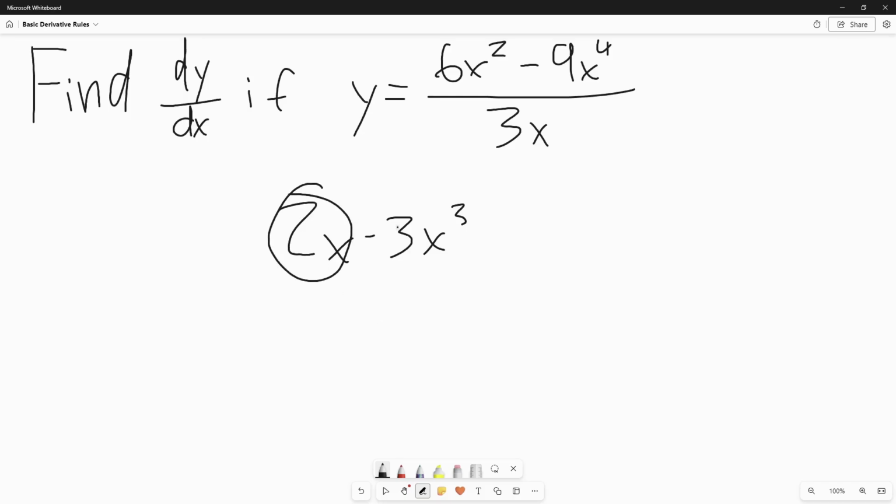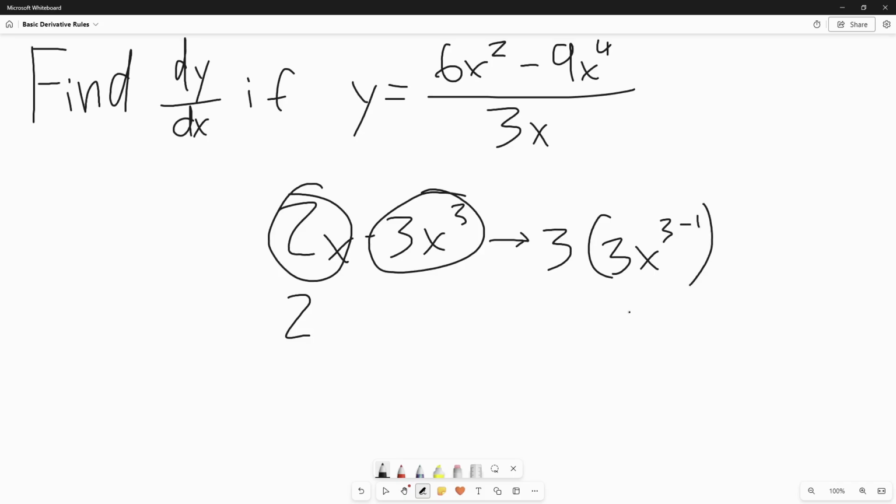So let's find the derivative of each of these individually and subtract them. So the derivative of 2x is just 2, and 3x cubed is just 3 times the derivative of x cubed, so it's just 3 times 3x to the power of 3 minus 1, which is just 9 times x squared. So it's just 2 minus 9x squared, which is your final answer.